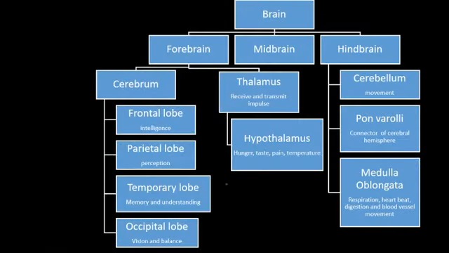So when we now come to the brain, it has three major parts. This is the overall structure that is very important: forebrain, midbrain, and hindbrain, of which we have seen part of those. In the forebrain, we have the cerebrum, we have the frontal lobe, for intelligence, we have the parietal lobe, the temporal lobe, the occipital lobe. Inside the forebrain as well, we have the thalamus and the hypothalamus.